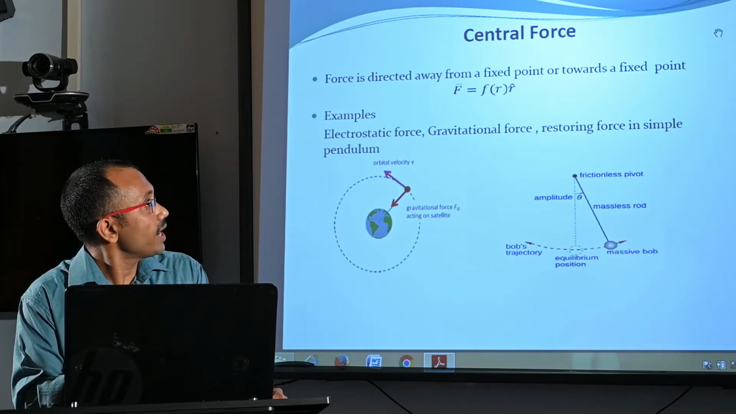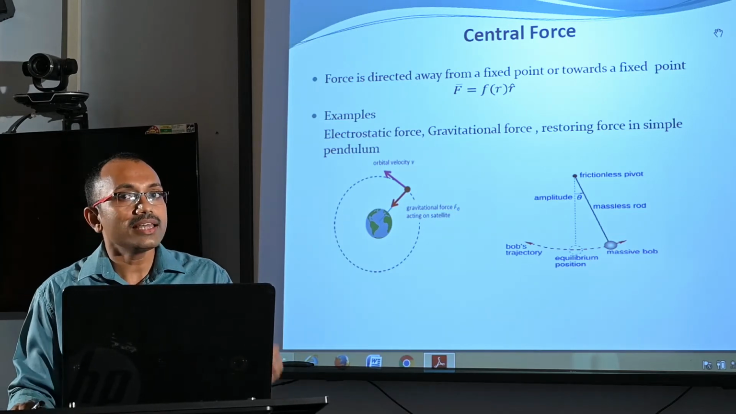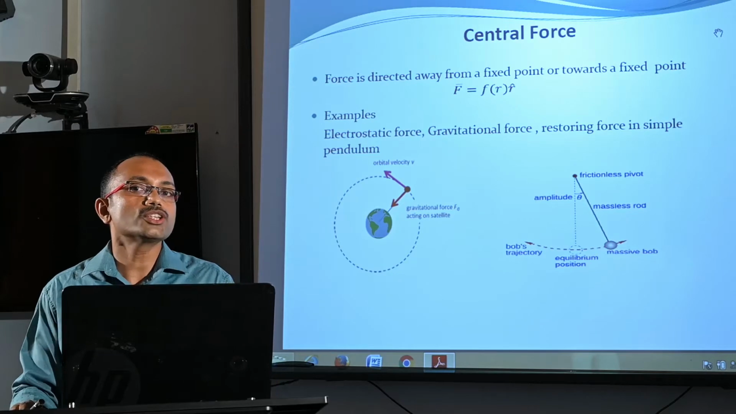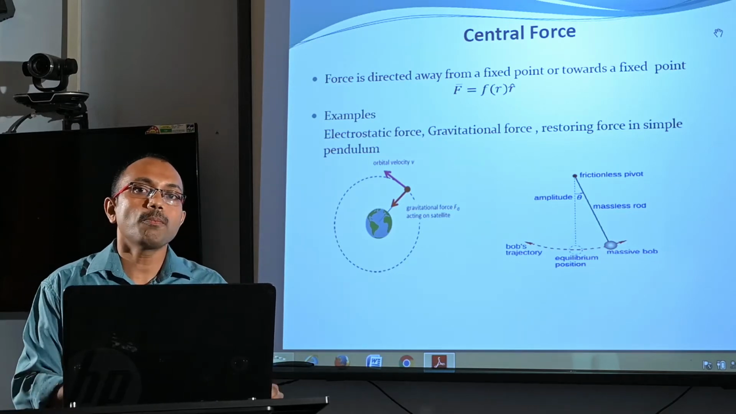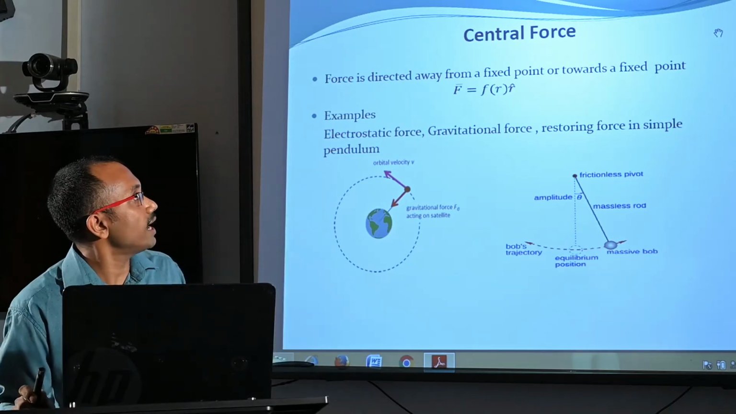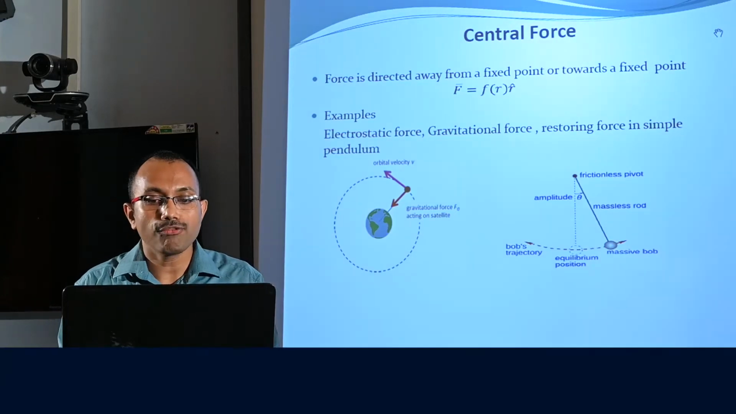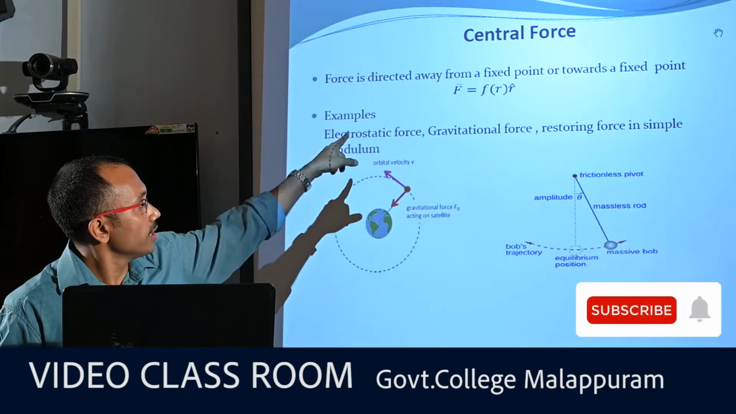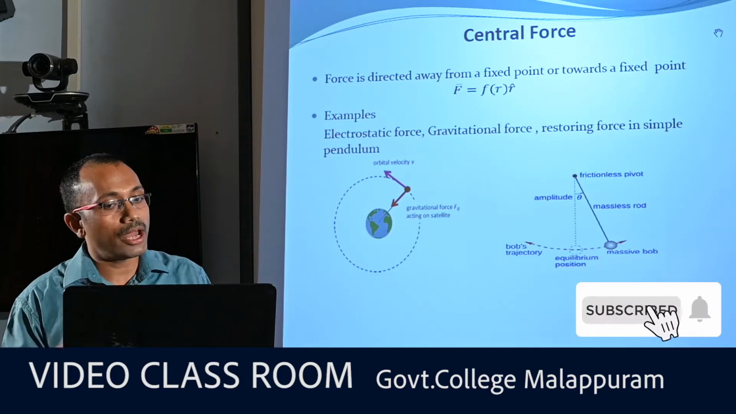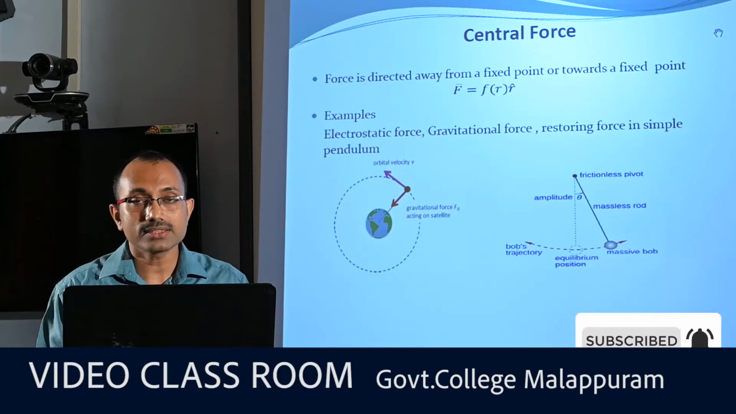So, here we can see that in every case the magnitude is a function of the distance from the fixed point to the body. So we can say that F is equal to F of r times r cap, where F is the force, F of r is the magnitude of that force and r cap is the direction of that force.